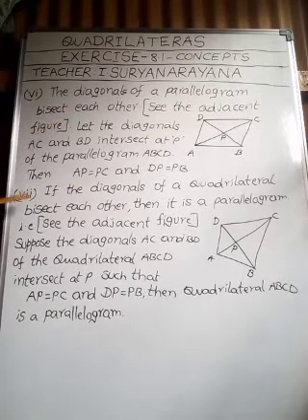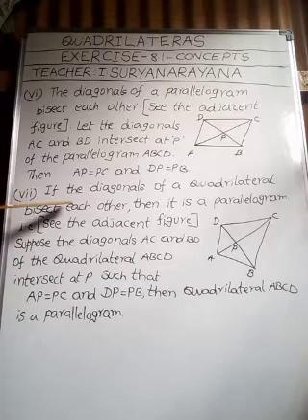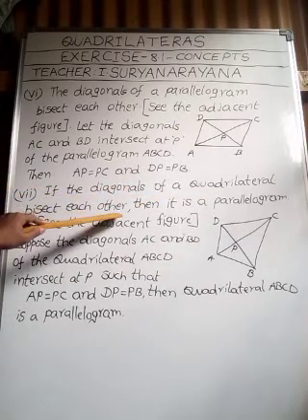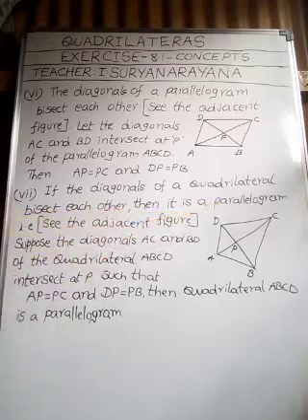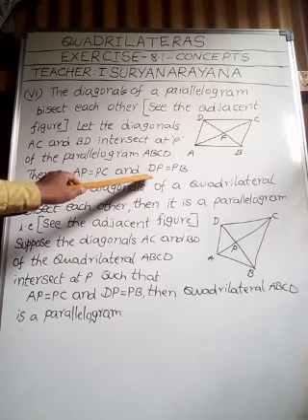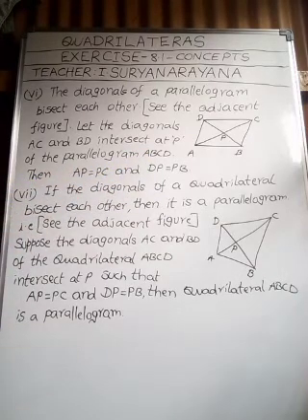Conversely, see this next point. If the diagonals of a quadrilateral bisect each other, then it is a parallelogram. In a parallelogram, diagonals bisect each other. Understood this point, my dear children? This point also we discussed yesterday in the form of a table. Do you remember those points, my dear children?